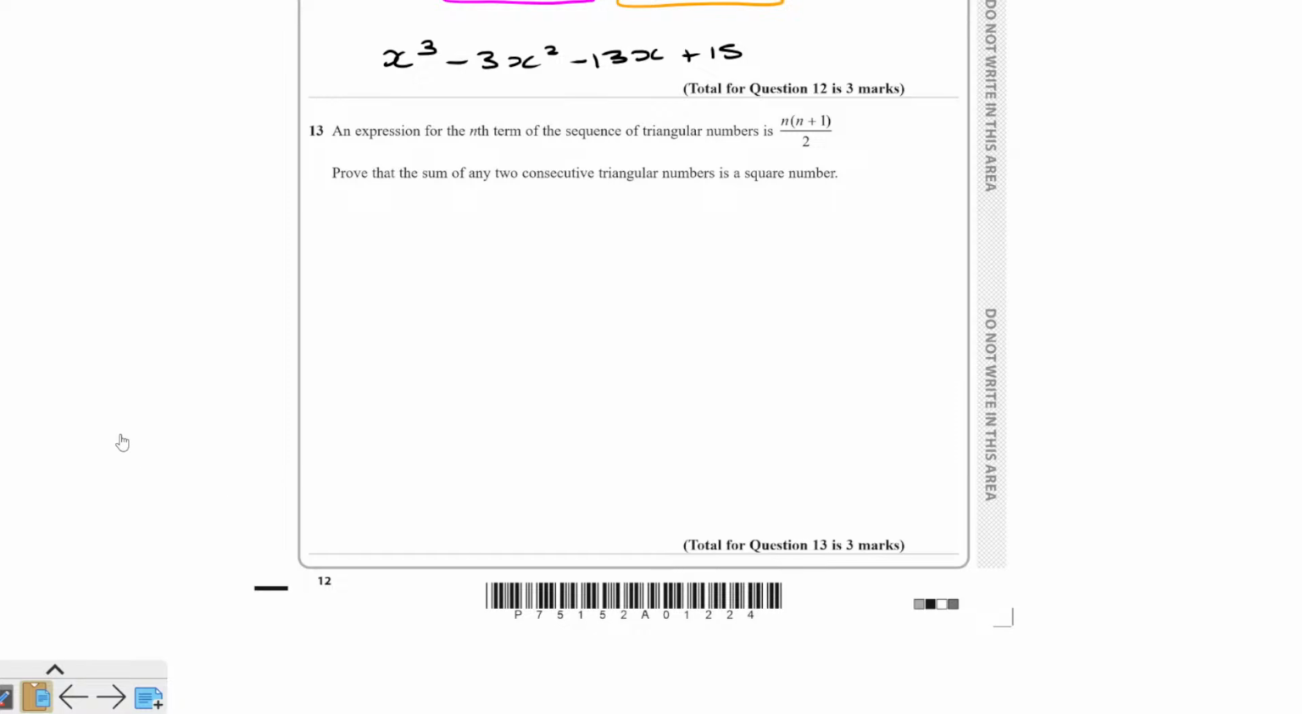Okay, question 13. We've got algebraic proof. So, an expression for the nth term of the sequence of triangular numbers is n multiplied by n plus 1, over 2. Prove that the sum of any two consecutive triangular numbers is a square number.